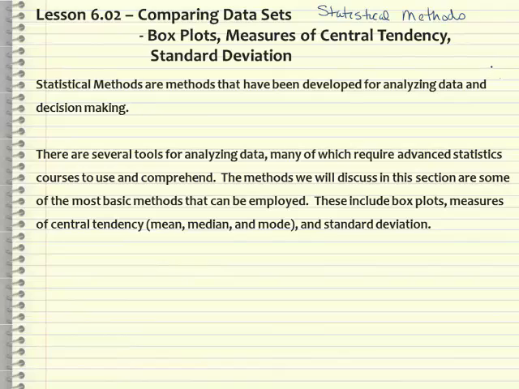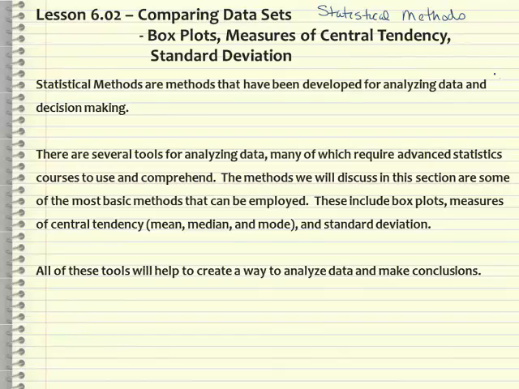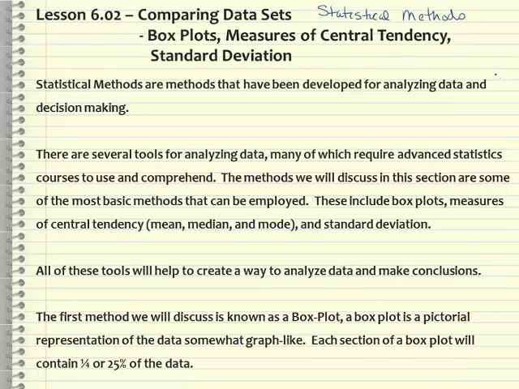We have a lot of tools for analyzing data. A lot of them require advanced statistics courses to use and comprehend, and we're not going to get into those. The methods we're going to discuss are some of the most basic methods that can be employed. These include box plots, measures of central tendency, which are mean, median, and mode, and standard deviation. And this will help create a way to analyze data and make conclusions.